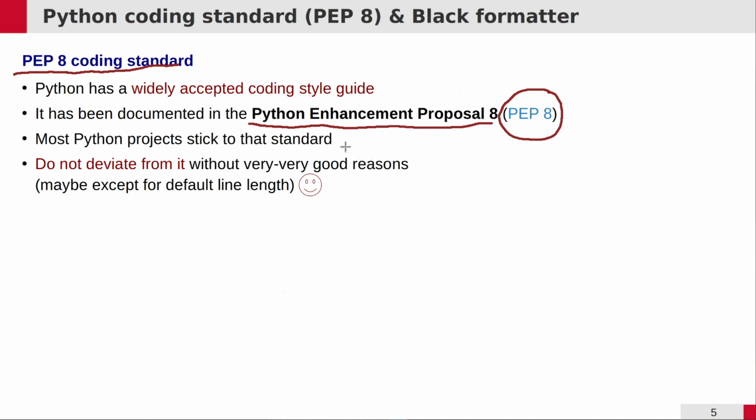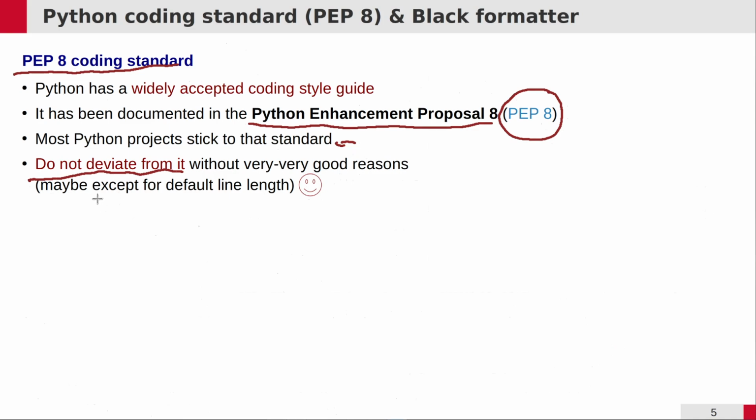document it. And actually most Python projects stick to the standard, so basically my advice would be not to deviate from it unless you have a very good reason, because most of the projects follow that guideline, and it will be for people much easier to read your code if you follow also that guideline.